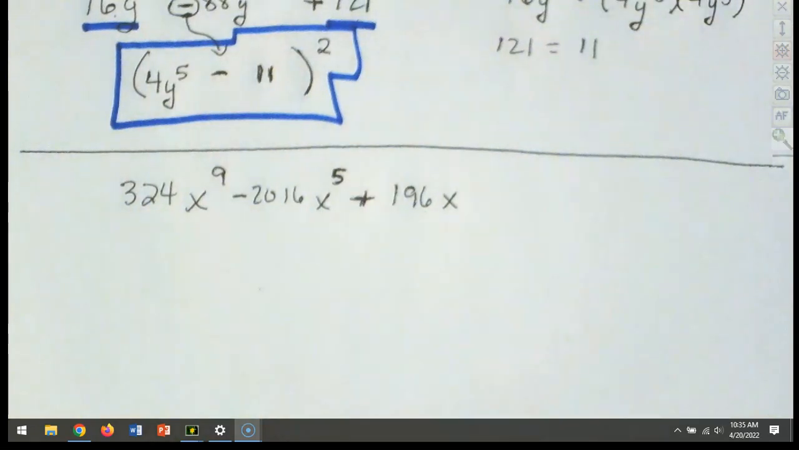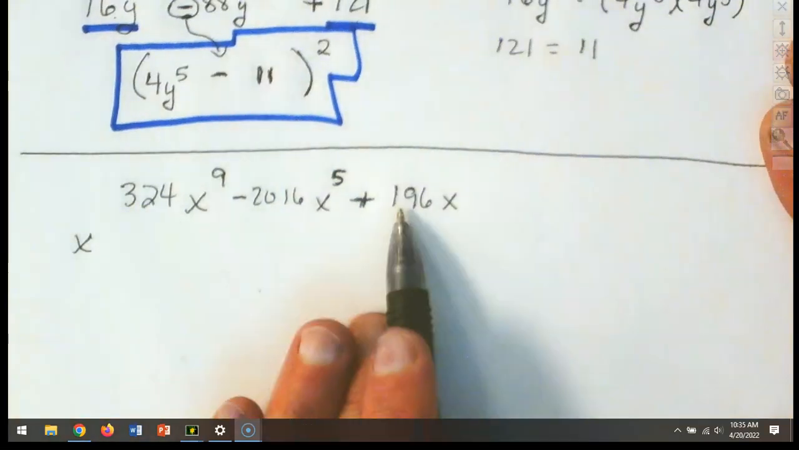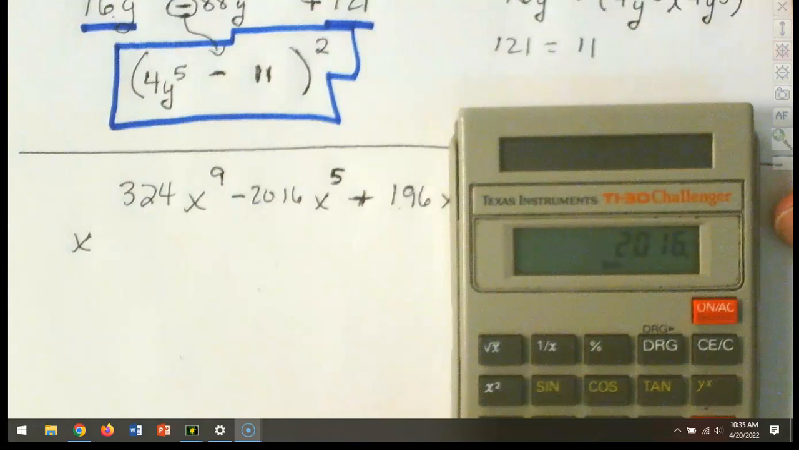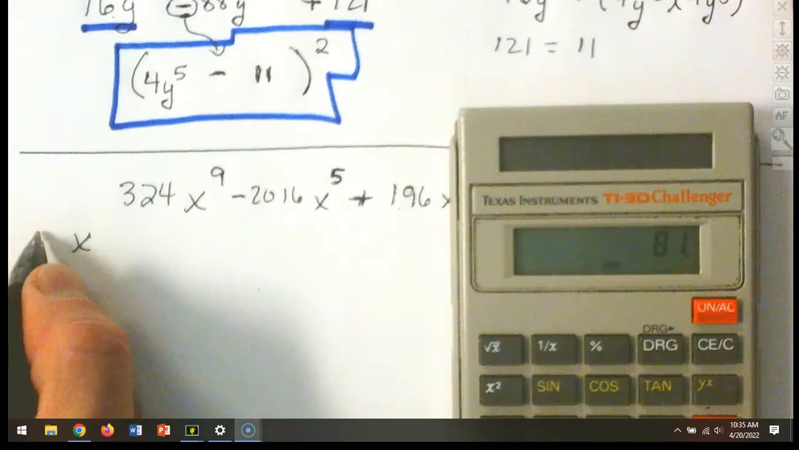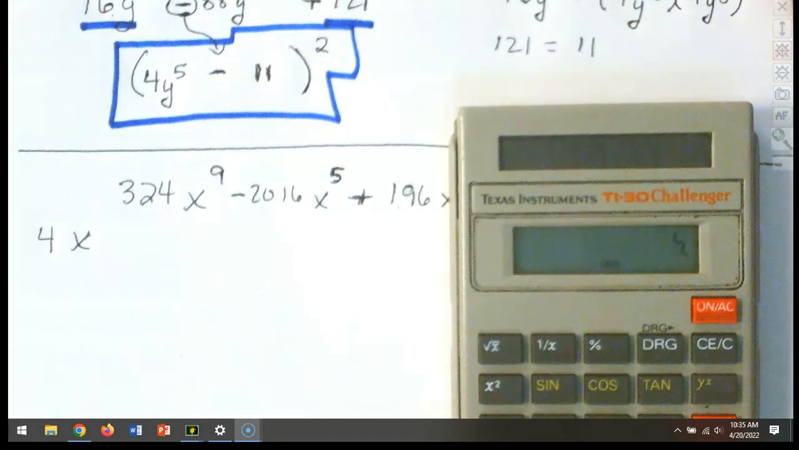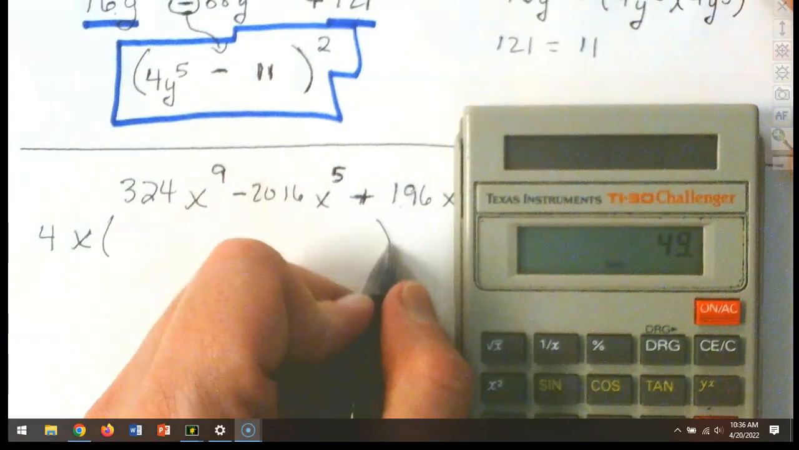So what I can do is I can factor out an x, and what about 324 and 196? Well, I think these both have a 2 in common, right? But I think they might have a 4. You always want to take out the largest number that they have in common, and I think they'll have a 4. Because 324, when I divide it by 4, okay, that's an 81. That tells me I'm on the right track because 81 is a perfect square. And 196, when I divide it by 4, what is that? 49. And that's also a perfect square. So we're going to take out a 4x.